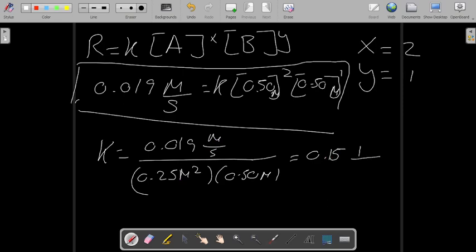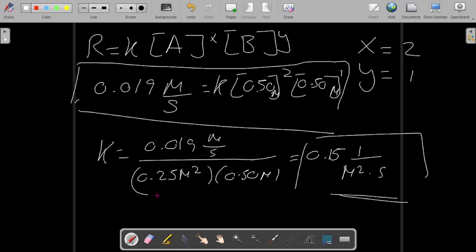0.15, 1 divided by the molarity to the second times the second. So you see how the units here are different because our exponents were different. So be careful with that. The units of the rate constant vary. They depend on those exponents, the order for each one of those reactants.